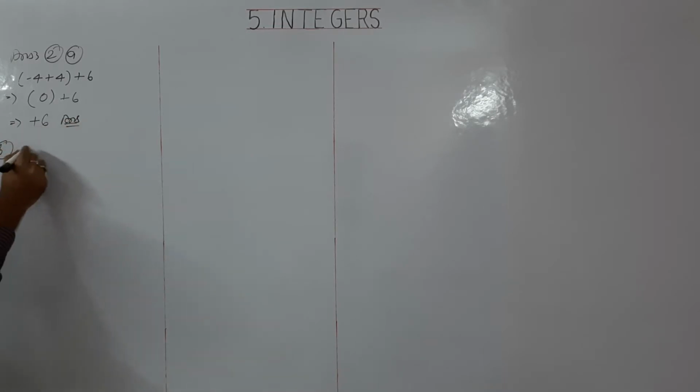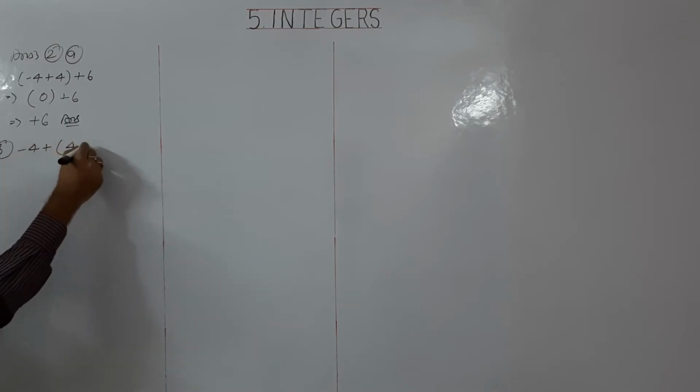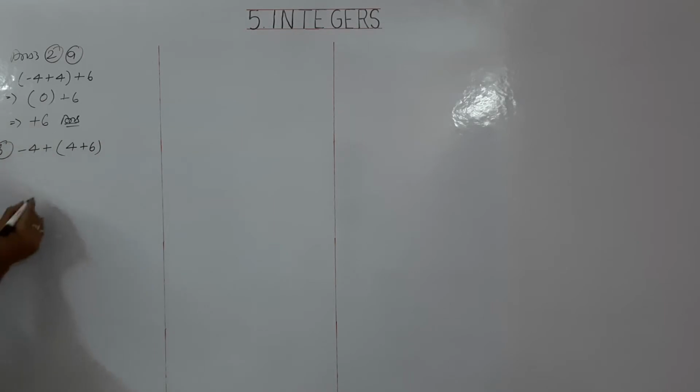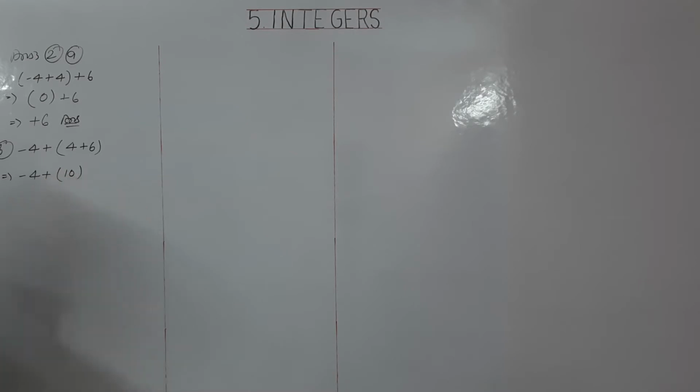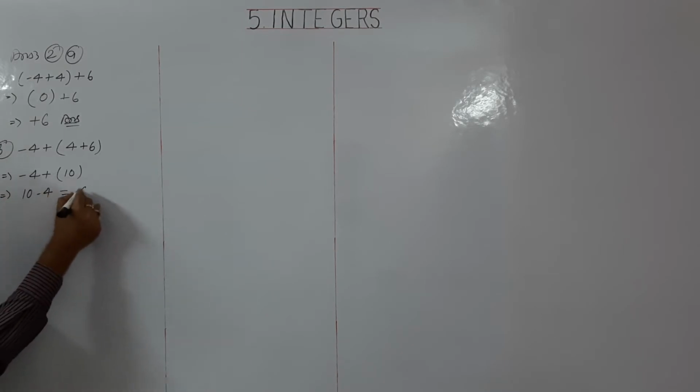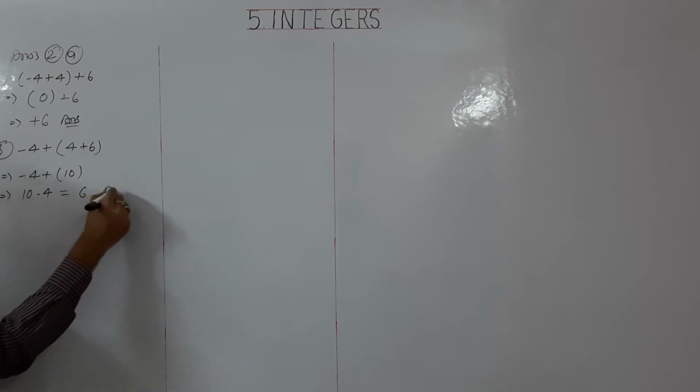B: minus 4 plus, in the bracket, 4 plus 6. So using the properties of addition, we'll write minus 4 plus, in the bracket, 4 plus 6, which is 10. Then 10 and minus 4. So we'll write 10 minus 4 or minus 4 plus 10. So the answer is 6 again.